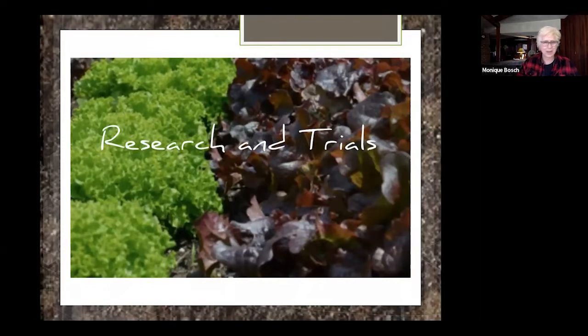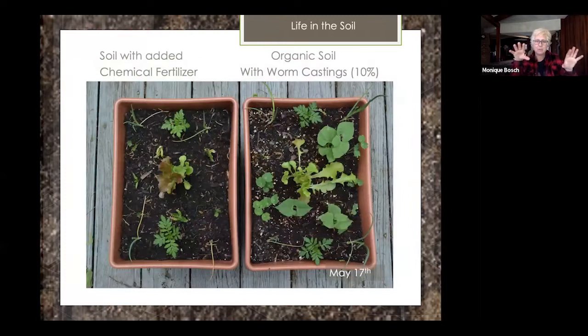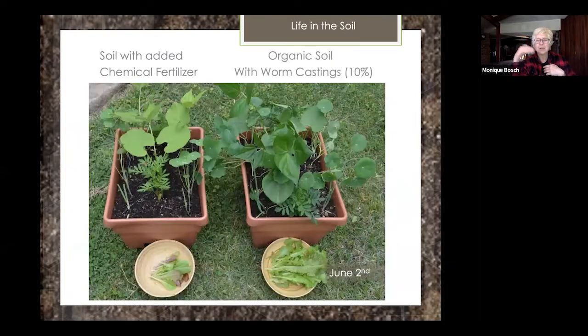I'm always doing trials. No matter what I'm doing, I have to trial. I have a control, then I have one where I'm adding compost, I'm adding compost tea, I'm doing various studies of what the life looks like. So here I took, in this example, 2 pots, put the same seeds in there, and one is in just soil that I bought at you know where, with chemical fertilizer, we'll call it, and one is just organic soil with some worm castings. So here we are, I think this was 2 weeks later, and then another 2 weeks.